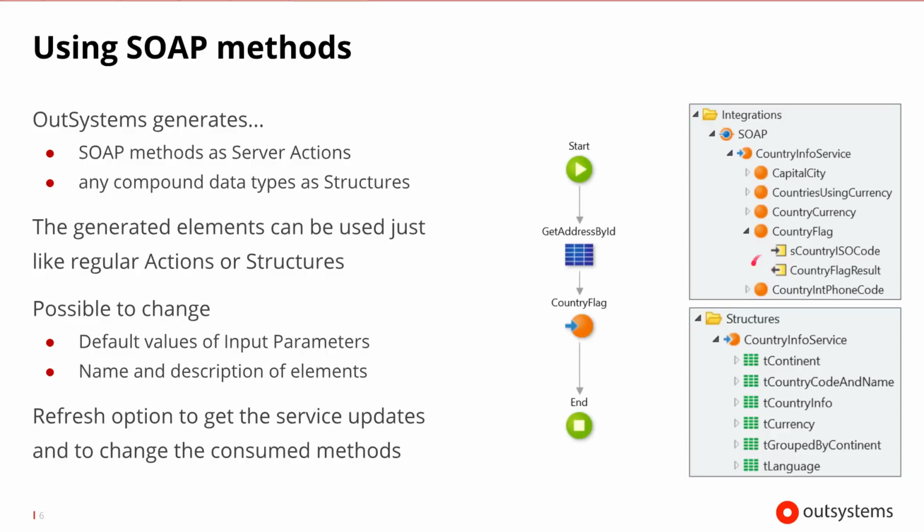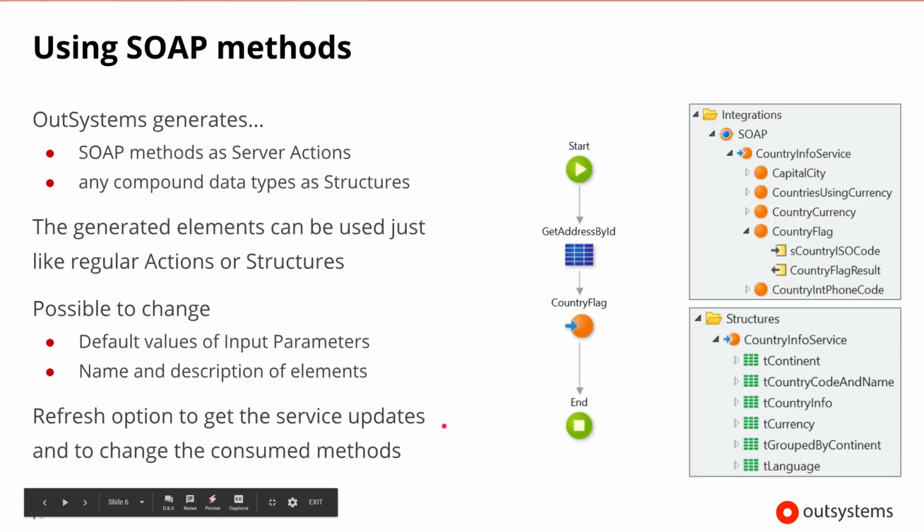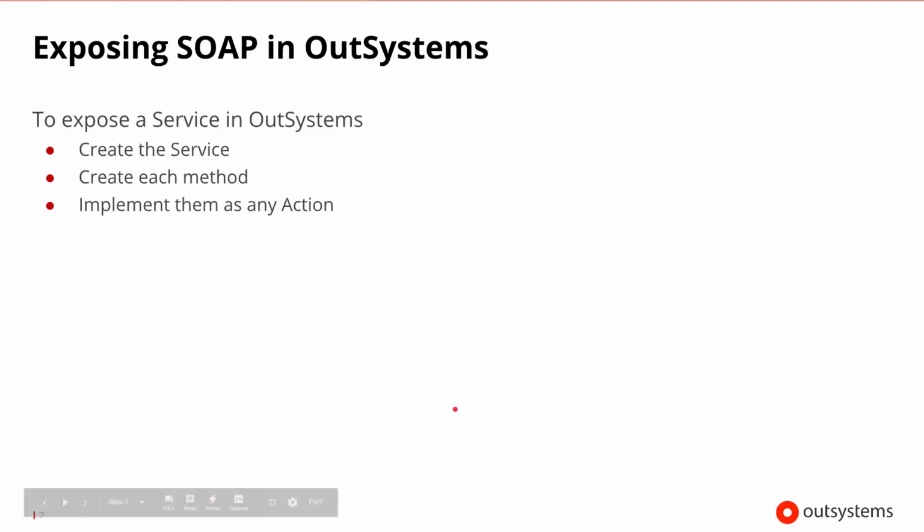Those methods might have inputs and outputs, and those inputs and outputs can be described inside of a group of structures that are part of the definition of that service that was created. So all of those generated elements can be used just like we would any other OutSystems action or structure. It's also possible to change the default values of any of the input parameters and any of the names or descriptions of the elements that might exist inside of the structures. And we can refresh these to go ahead and get any service updates that might occur when we're trying to consume these different types of methods.